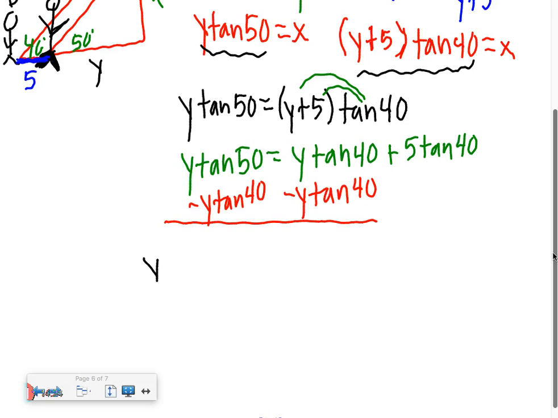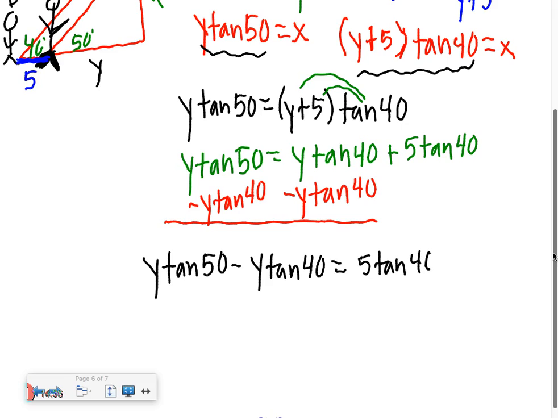So we have y tangent 50 minus y tangent 40, equals 5 tangent 40. Don't lose me. We're almost done. Now if we look on that left side of the equation, what can I take out of both of those tangents? Y, right? I can factor out a y. So I'm going to take out a y from both of these. If I take out a y from this, I'm just left with tangent 50. And if I take out a y from here, I'm left with tan 40.